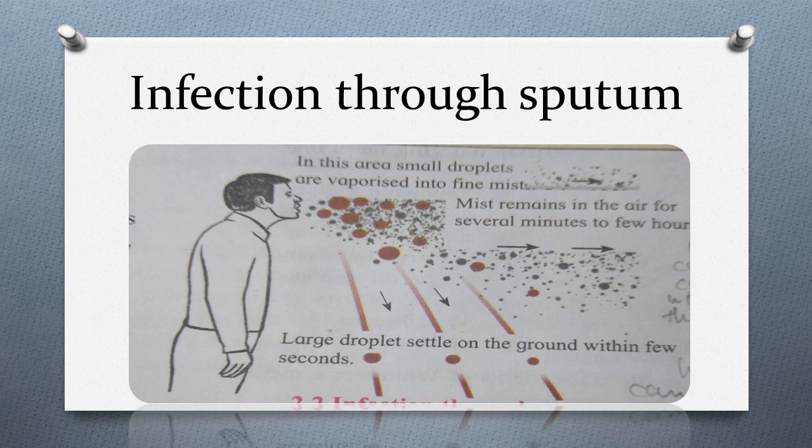And see, large droplets settle on the ground within a few seconds. Large droplets settle on the ground and the minute mist remains in the air. So when a healthy person comes in contact with that mist or large droplet, they will get infected. This is how infection arises through the sputum of an infected person.